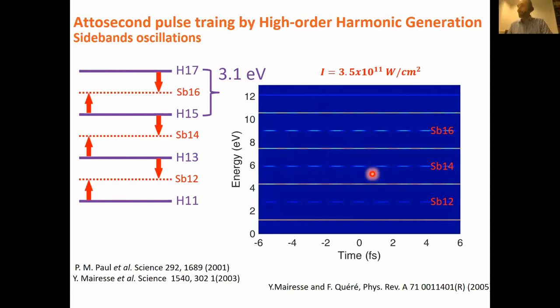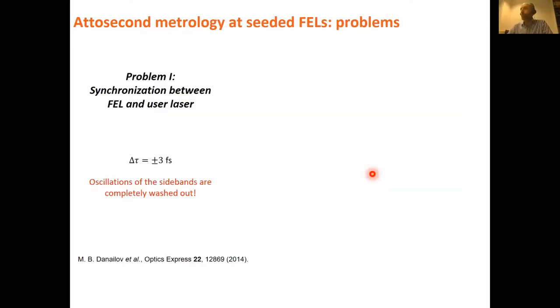Now, extending this principle to a free electron laser is not straightforward. There are two main problems. I would say the most important one is desynchronization. Of course, in our tabletop setup, we have very good control of the delay between the attosecond pulse train and the infrared pulse, but this is not the case at a free electron laser.